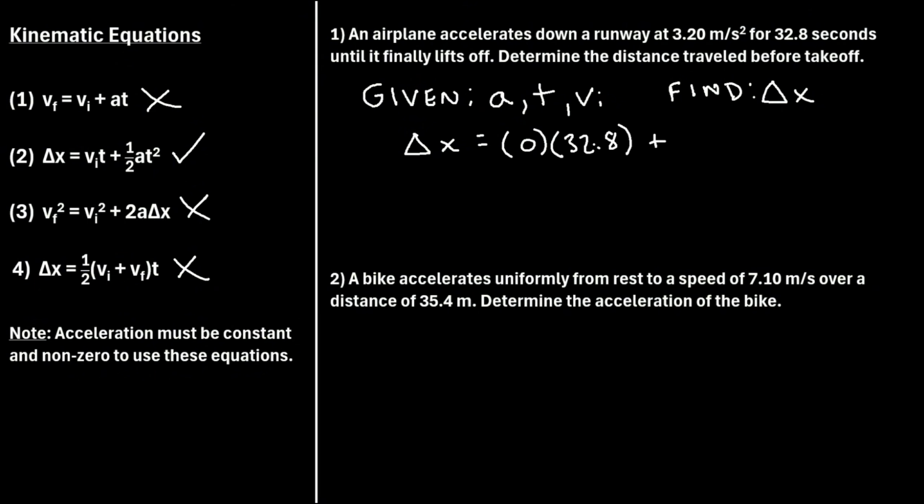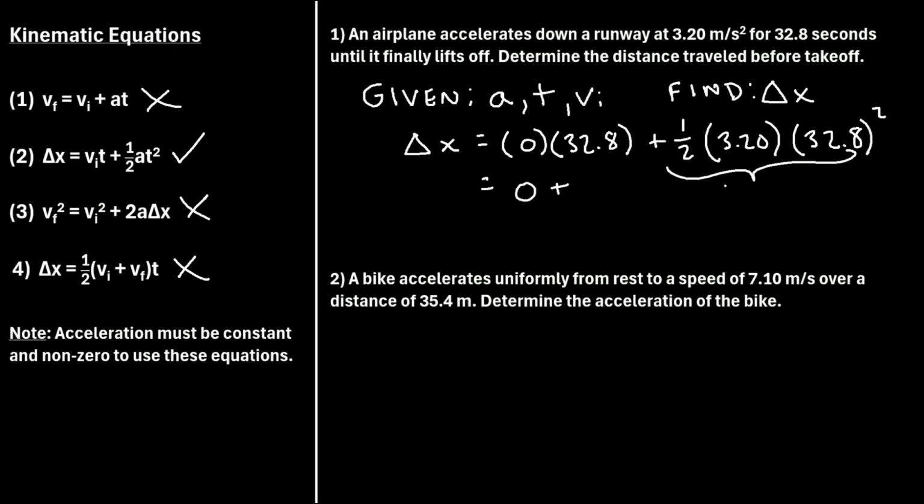And then we're going to add 1/2 times the acceleration. We're given the acceleration, that's 3.20. And then we multiply that by the time squared. Again, the time is 32.8 seconds squared. So if we simplify a little bit, this part of the equation is 0, and then we have plus this part of the equation.